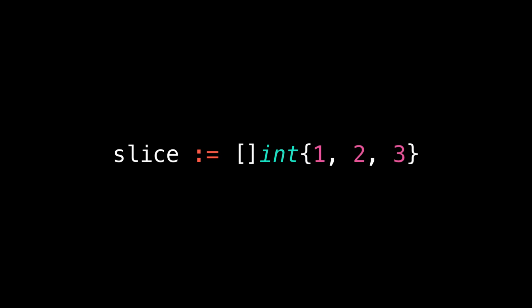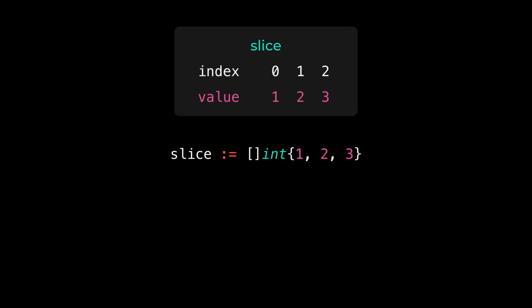We want a variable named slice. We'll make it so this is just a slice that contains integers, and we'll add 3 elements, 1, 2, and 3. Here's a representation of this very simple slice. Now we want to pass this slice to a function, say do something.